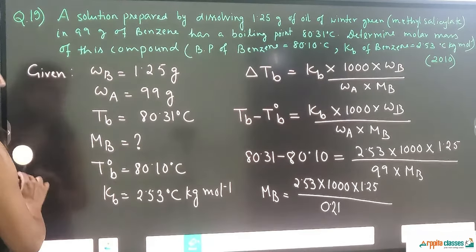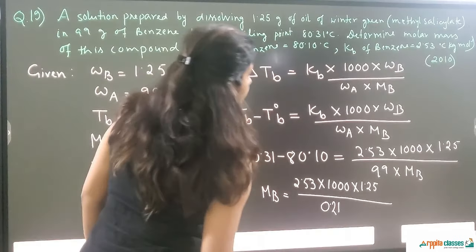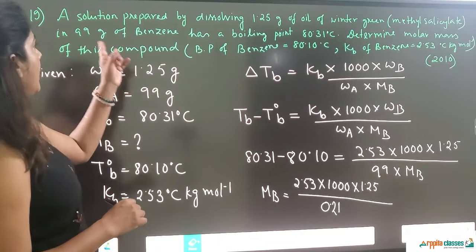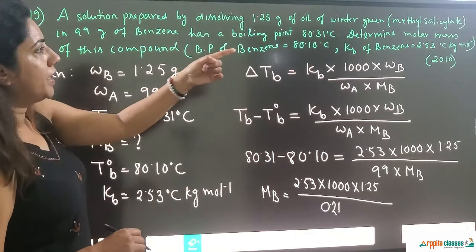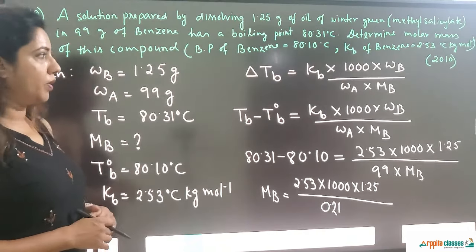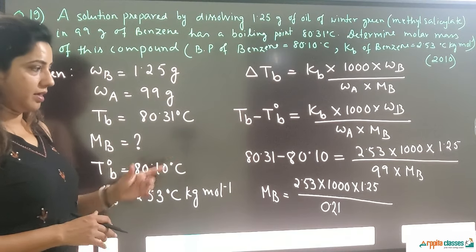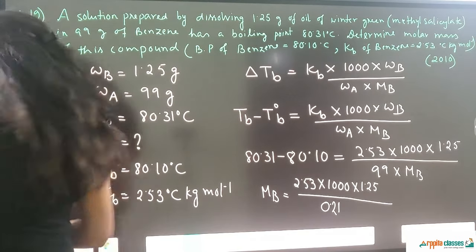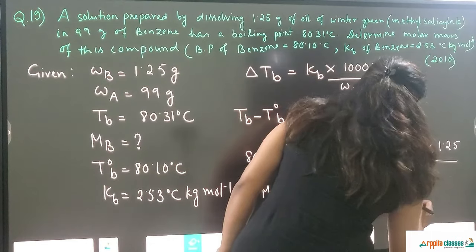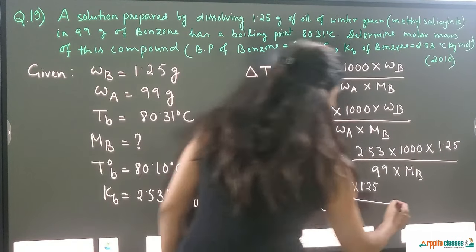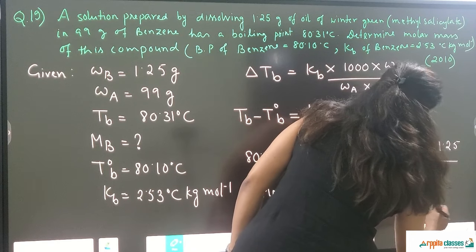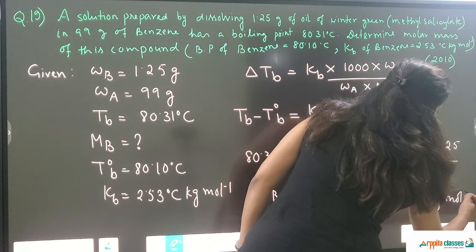So when you calculate this, you get the answer for MB in gram per mole. They are asking to determine the molar mass of this compound. I have the answer, I'll see it and write it over there. You can check. So here the answer is 152 gram per mole.